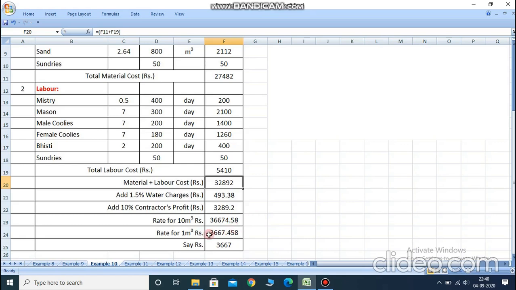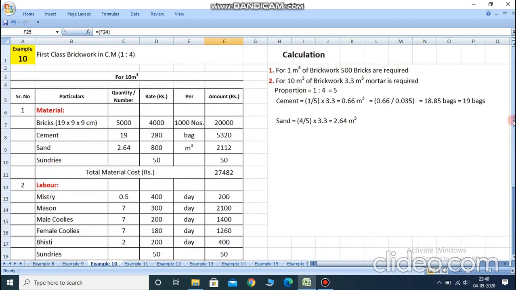Now for 1 meter cube, this value is divided by 10, so we got the answer for 1 meter cube, and the overall rounded figure is 3,667 rupees for 1 meter cube brickwork of the cement ratio of 1:4.